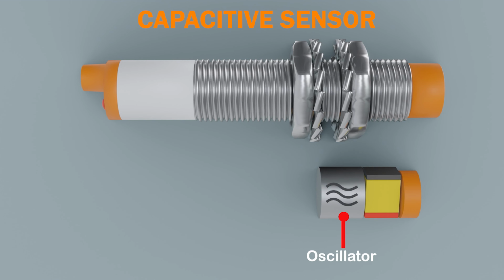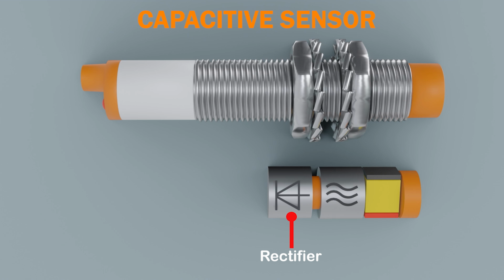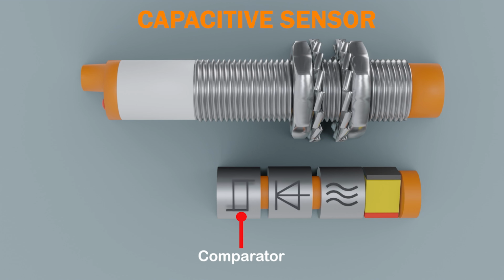Oscillator. It produces a high-frequency signal that is applied to one of the sensor plates. The presence of an object alters the capacitance and, therefore, the oscillation frequency. This variation in frequency is monitored to detect changes. Rectifier. It converts the high-frequency signal generated by the oscillator into a direct current signal for further processing. Comparator. It compares the sensor output signal with a predefined threshold. When the capacitance exceeds a certain level, the comparator activates the sensor output signal to indicate the presence of the object.